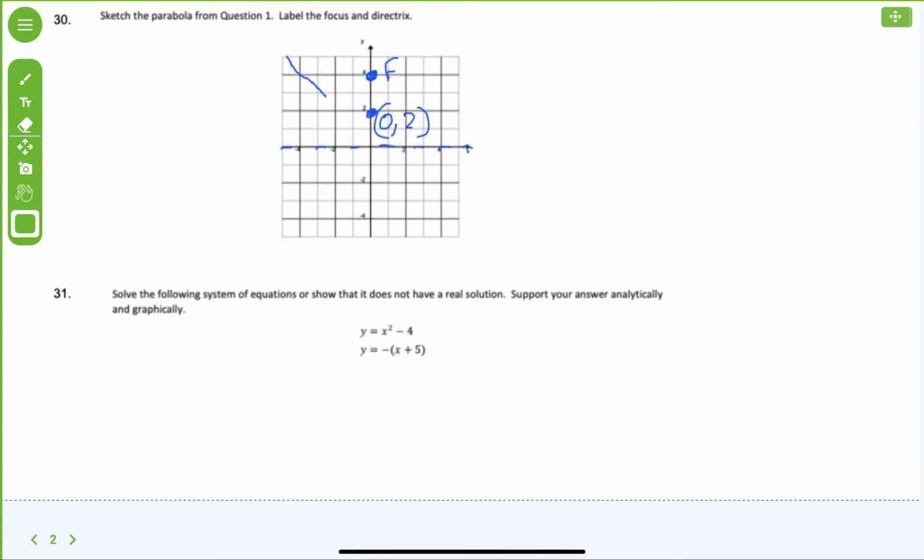And it's going to look something like that. Not the best parabola. Let me try and do that a little bit better. Something like that. Remember, this is half of p, and this is half of p. So all of it is p there.